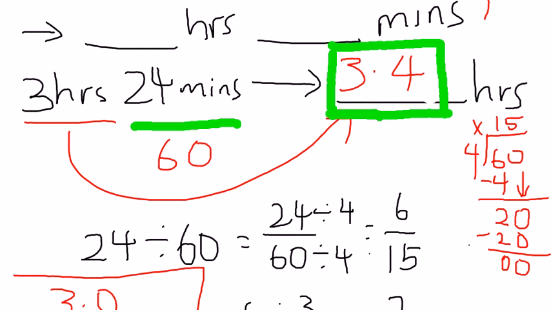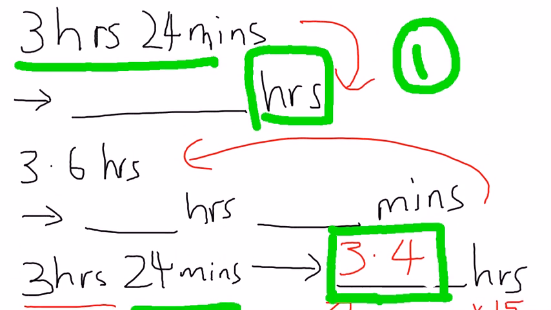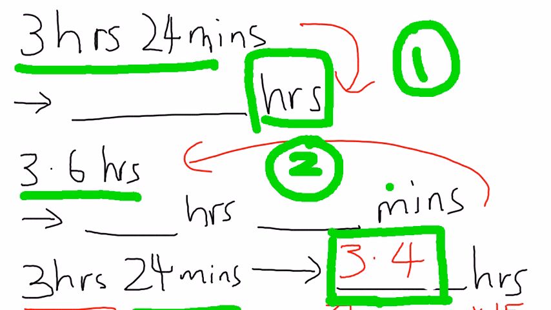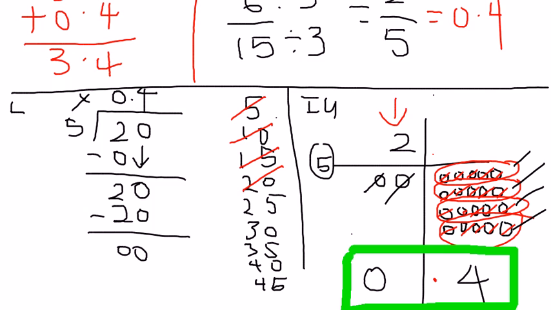This is your answer to your first question. So we've done the first question now. Let's move on to question number 2, which is to change 3.6 hours into hours and minutes. Let's start a new page.